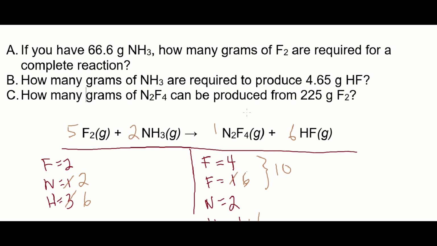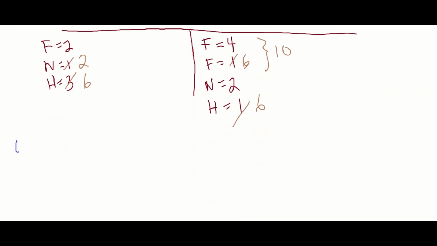All right, part A. If you have 66.6 grams of ammonia, that is right there. That's the reactant. How many grams of the other reactant is required for a complete reaction? Okay, no wasting ingredients. All right, let's start with what we're given. Given 66.6 grams. Convert that to moles. We're going to need the molar mass. And we need that set up where the grams cancel out, because we're trying to get to moles. That's step 1.